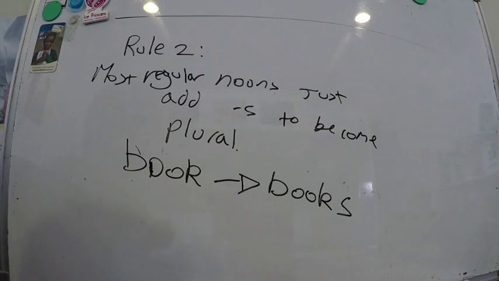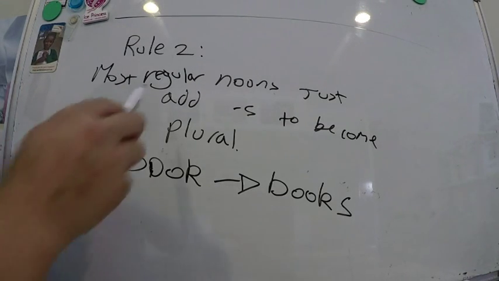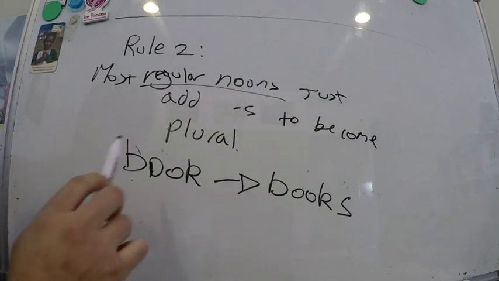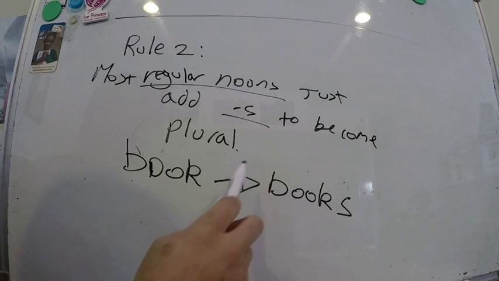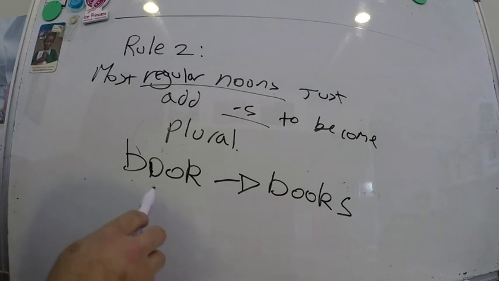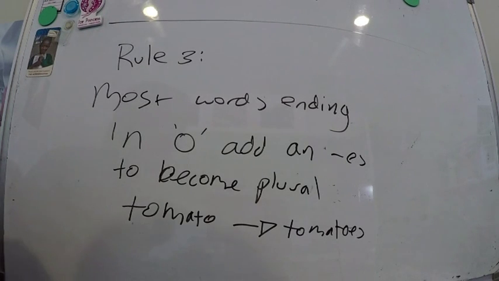Rule number 2. Once you have your regular nouns, most regular nouns just add an S at the end to become plural. So we can have the example of book. Book is the singular form of the noun. You want to change it to plural, simply add an S. It's quite easy.